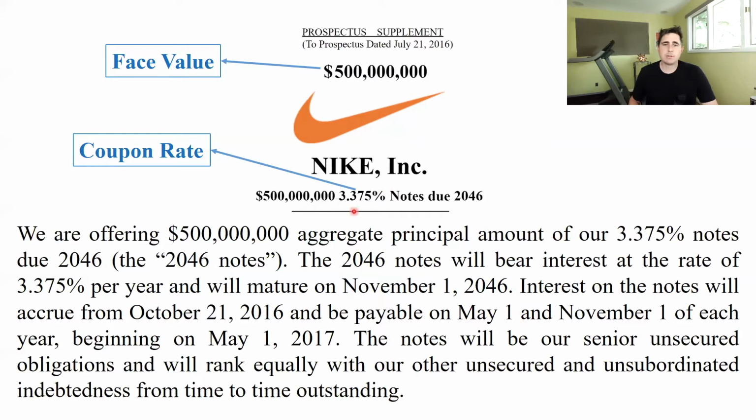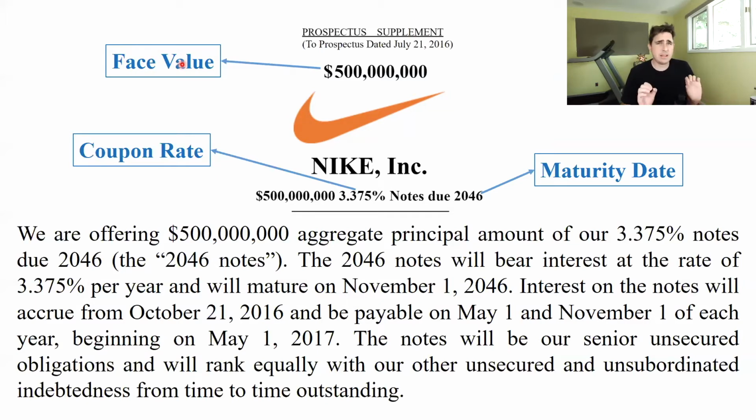And so this 3.375 is the coupon rate. If an investor wants to know how much am I going to receive each year in terms of coupon payments, well, you'll take the coupon rate and multiply by the face value. And that's what the coupon payment is going to be each year. And finally, these notes are due 2046. That's the maturity date. So on the maturity date, that's when the face value gets paid to the investor in the bond. So no matter what the investor lends to the company in exchange for this bond, that investor will receive coupon payments during the term of the bond and will receive a $500 million payoff at the end of the bond.